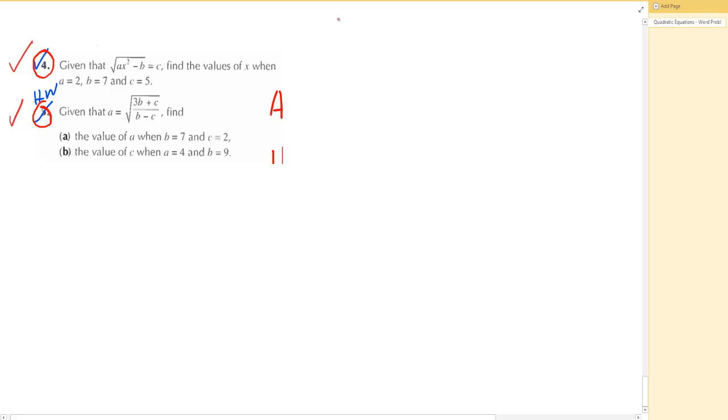Question number 5. Here we have a subject of the formula. In this question, A is the subject. In part A, the first part of the question, find the value of A. Here we have to find the value of A, and A is already the subject of the formula.